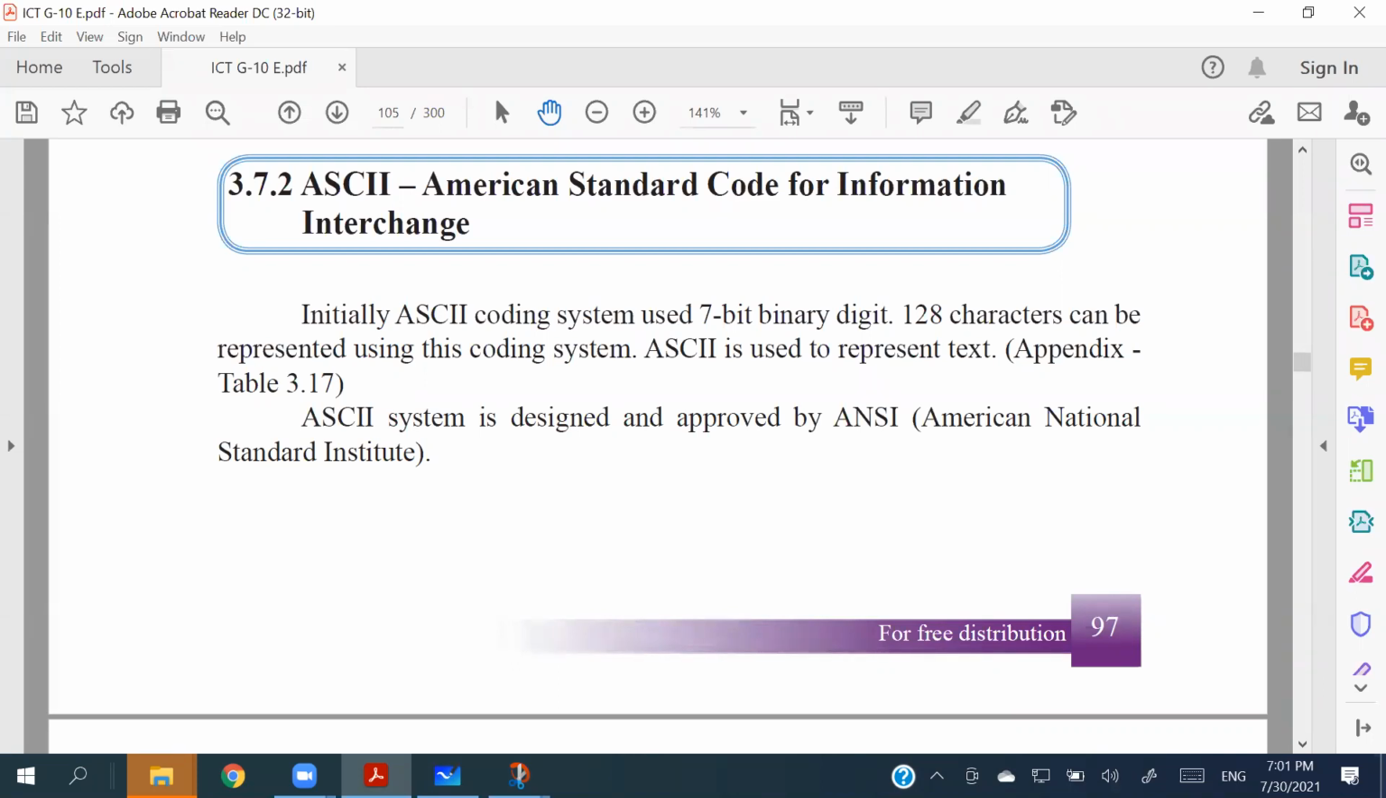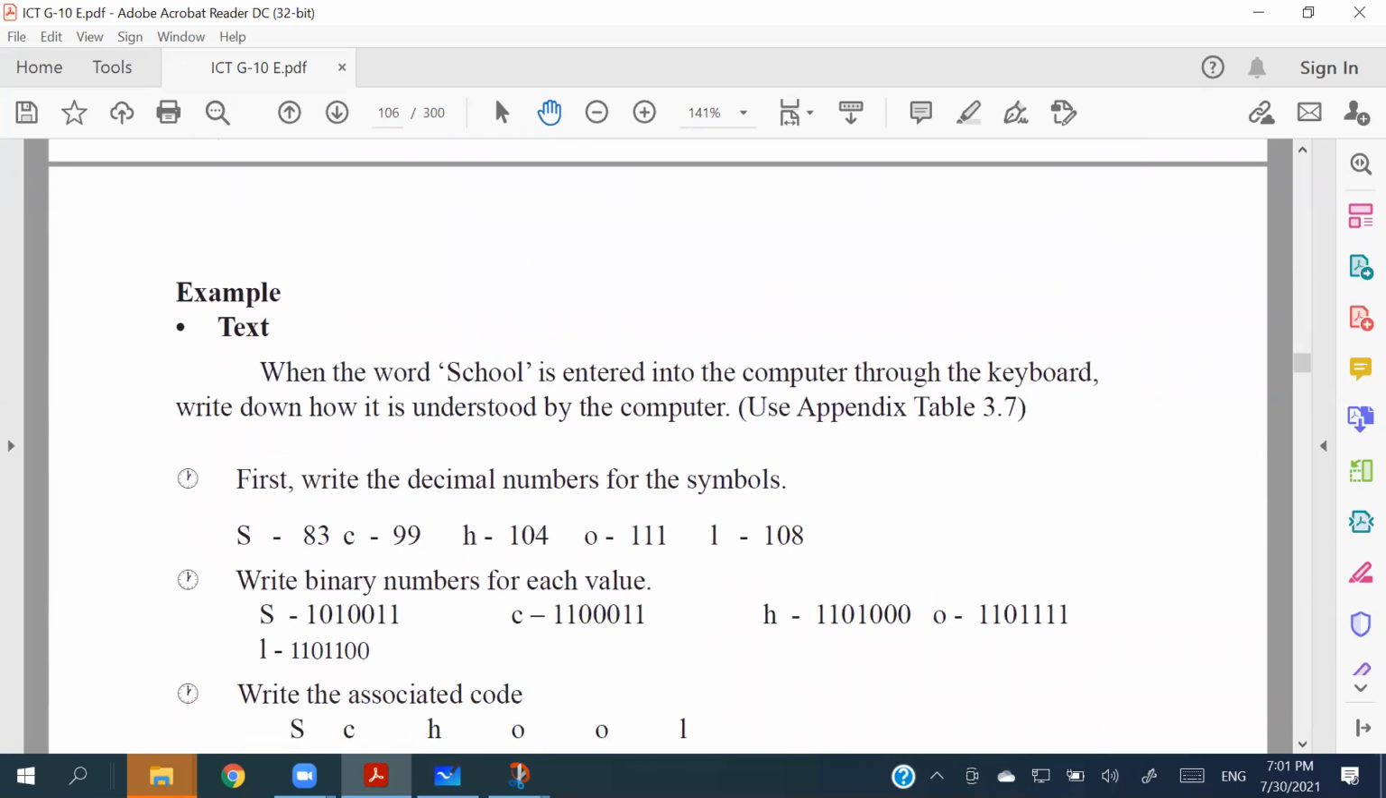So the code with 7 bits was given a name, American Standard Code for Information Interchange, right? In short form, we call it ASCII, right? And ASCII code was introduced by the American National Standards Institute, or ANSI, we say, right? So that is how the ASCII code is represented over here.